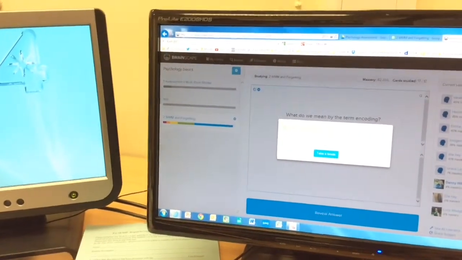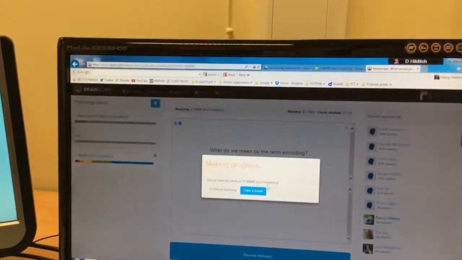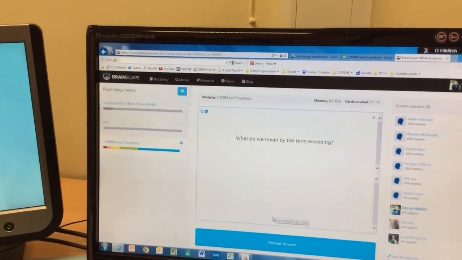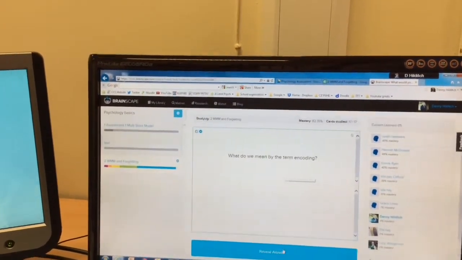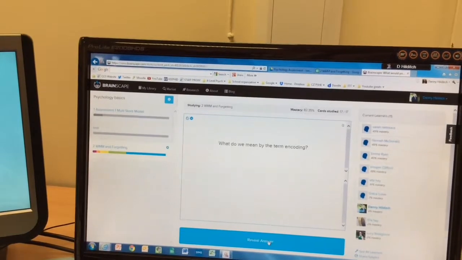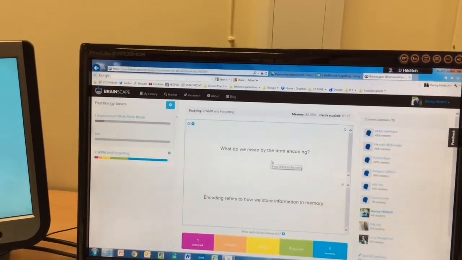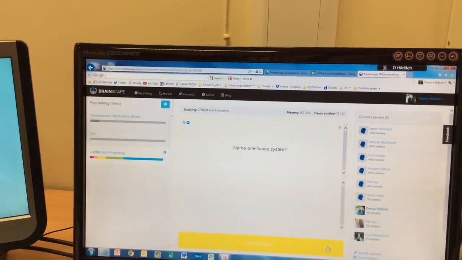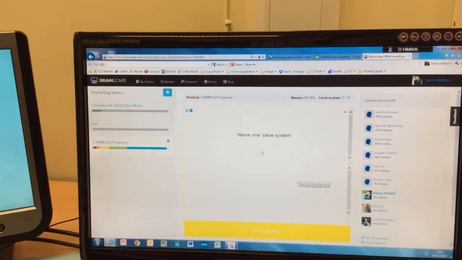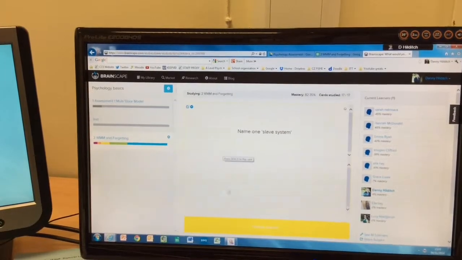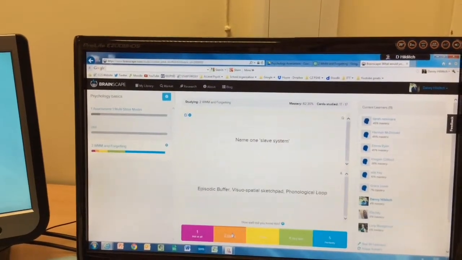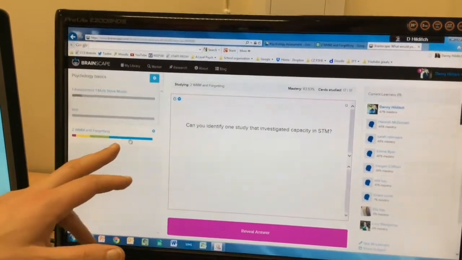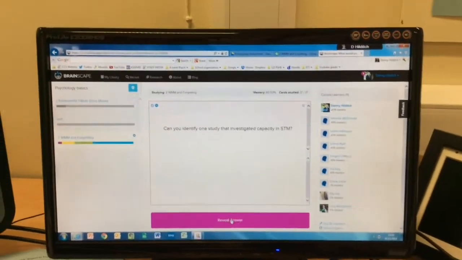Right, I've now seen all the cards in the working memory model and forgetting, so I'm going to continue studying. And what will happen now, it's coded down here as blue, so I knew this one. What do we mean by the term encoding? I still know that really well. Name one slave system, so it's telling me where I am in the system here. It's going back through in an order until it works out where my understanding is. It's not giving me the blue ones as frequently because obviously I've said that I know those. So it's bringing back the others.